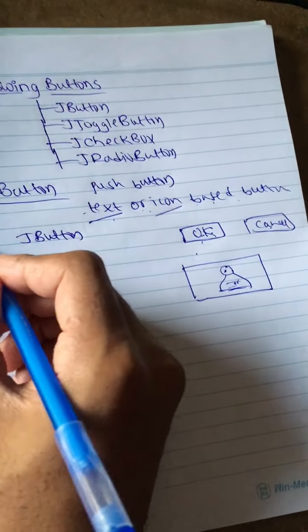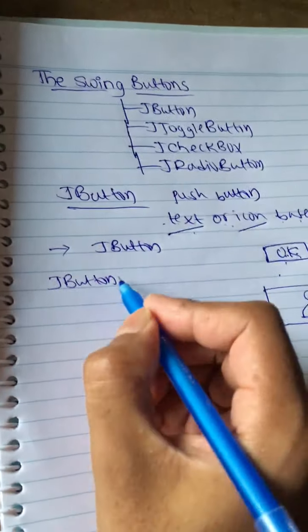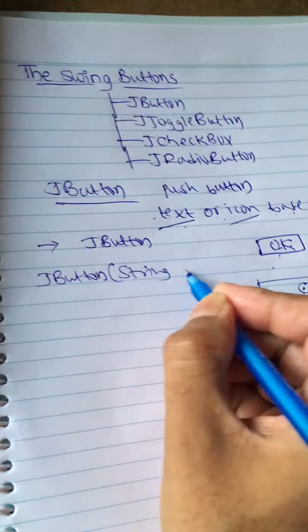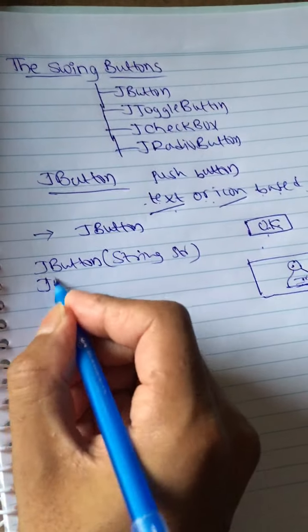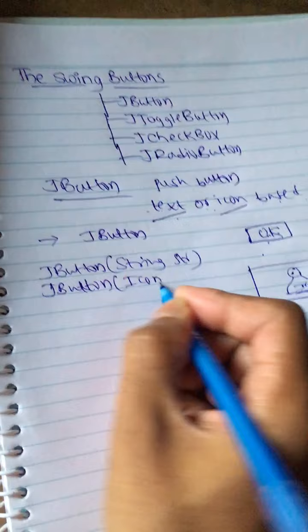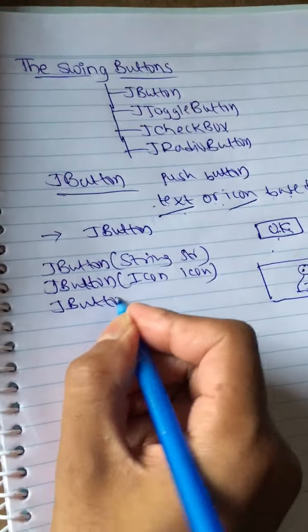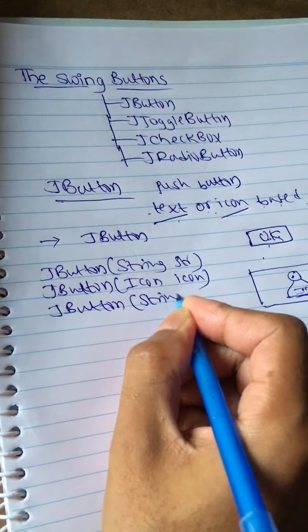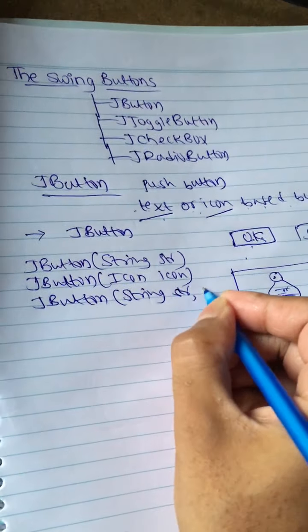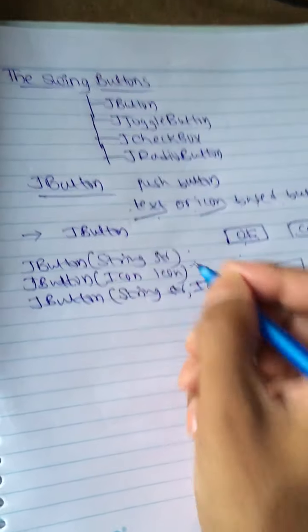Now the JButton constructors. The JButton constructors are JButton(String str), JButton(Icon icon), and JButton(String str, Icon icon), a combination of the above two. So these three are the constructors.